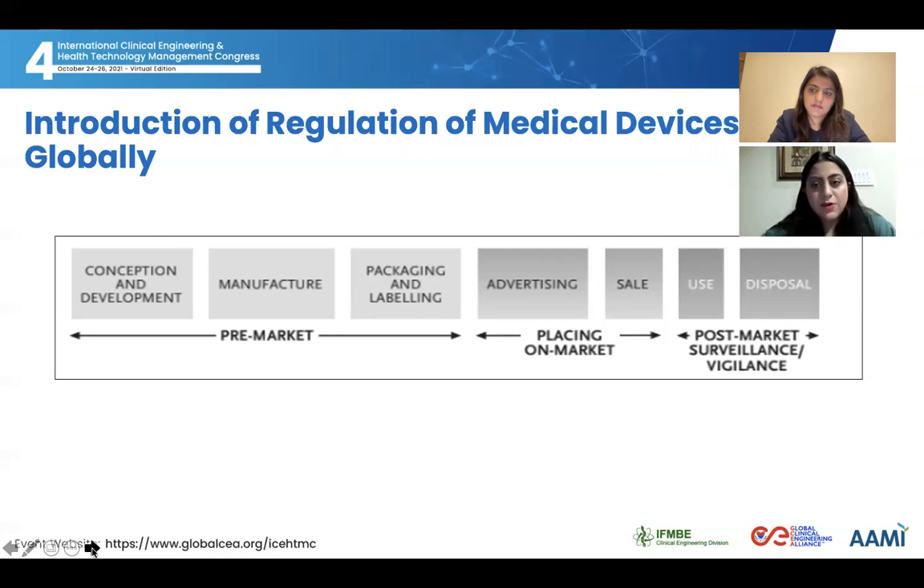The primary purpose of regulation is to protect health, ensure safety and efficacy, and performance. Most countries usually have a very strong regulatory system when it comes to drugs, and then they regulate medical devices. To effectively regulate medical device safety and performance throughout the lifetime, it is essential that we start from pre-market, to placement on the market, and then post-market surveillance.